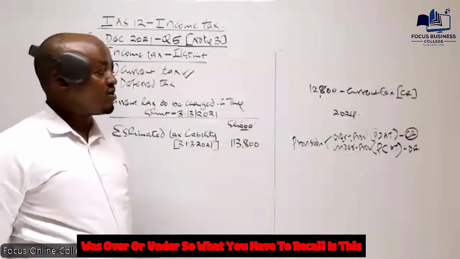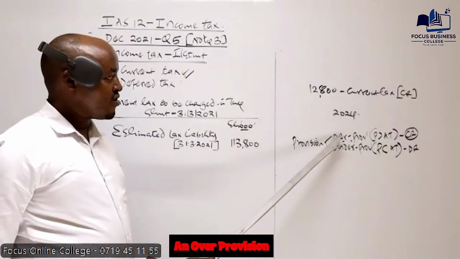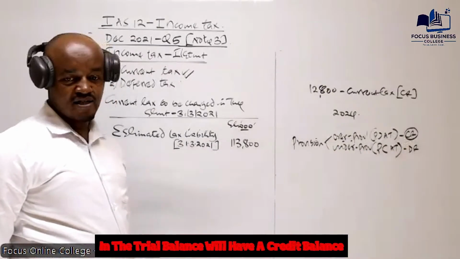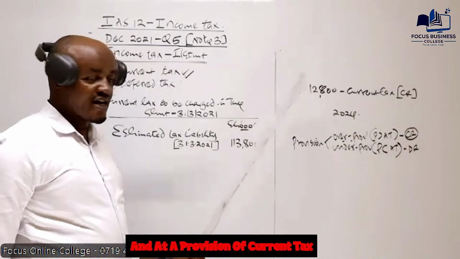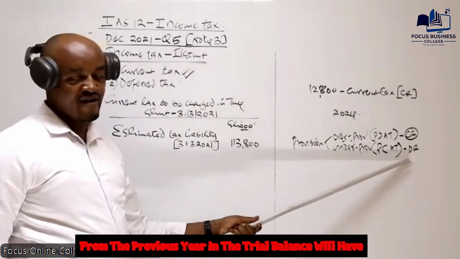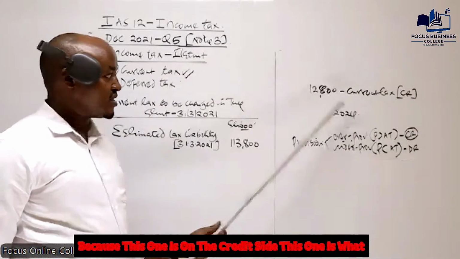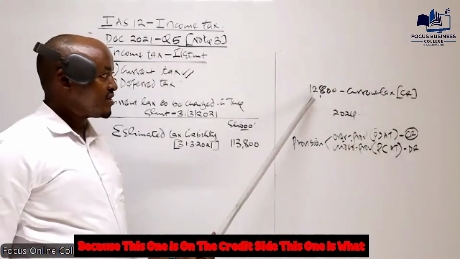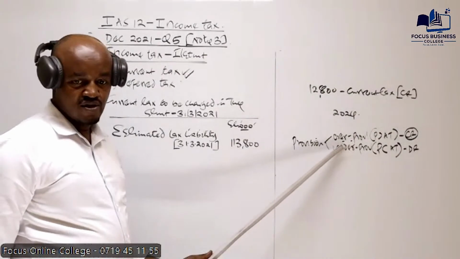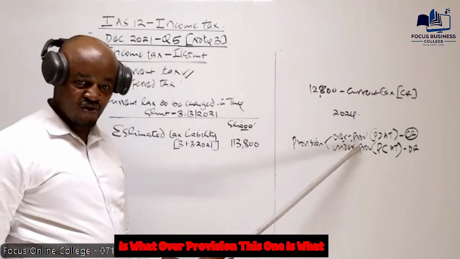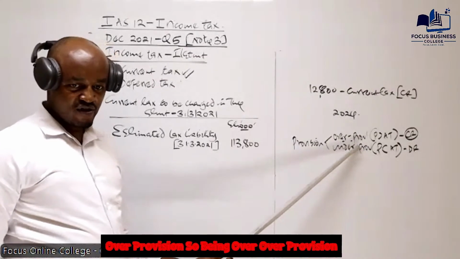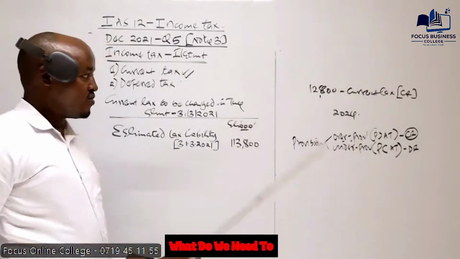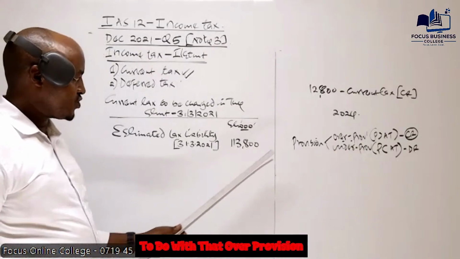So what you have to recall is this. An over provision in the trial balance will have a credit balance, and an under provision of current tax from the previous year in the trial balance will have a debit balance. And automatically, because this one is on the credit side, this one is an over provision. So being an over provision, what do we need to do with that over provision?